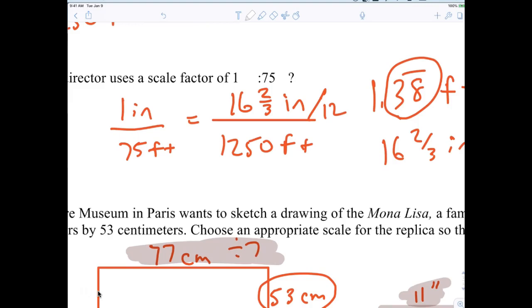All right, because when you say 1 inch for every 75 feet, that's literally what that means. For every 75 feet, you construct something that's an inch.